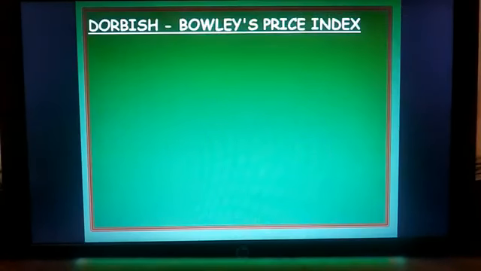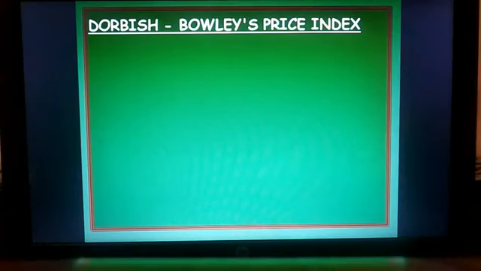Then the next index number, which is it, try to recall. It is Dorbish-Bowley's price index number. What does Dorbish-Bowley's price index number say? This is the arithmetic mean of the first 2 index numbers. Which are the first 2 index numbers? Laspeyres' and Paasche's. So Dorbish-Bowley's price index number is the arithmetic mean of Laspeyres' and Paasche's index numbers.